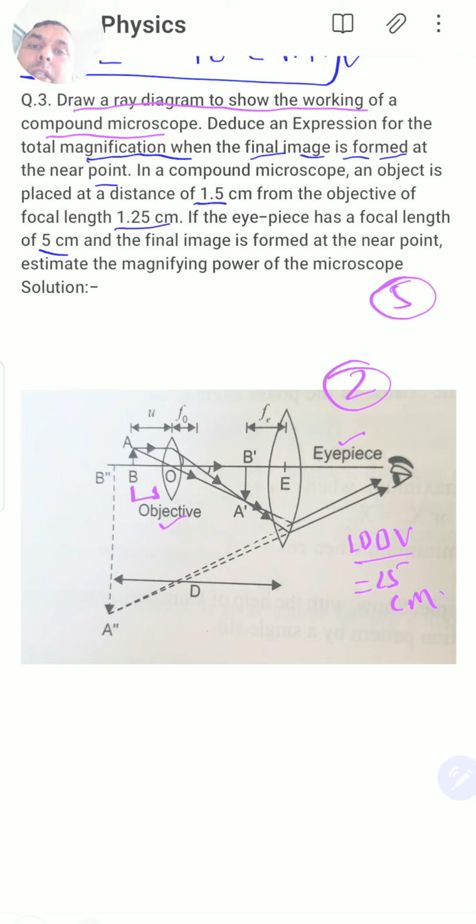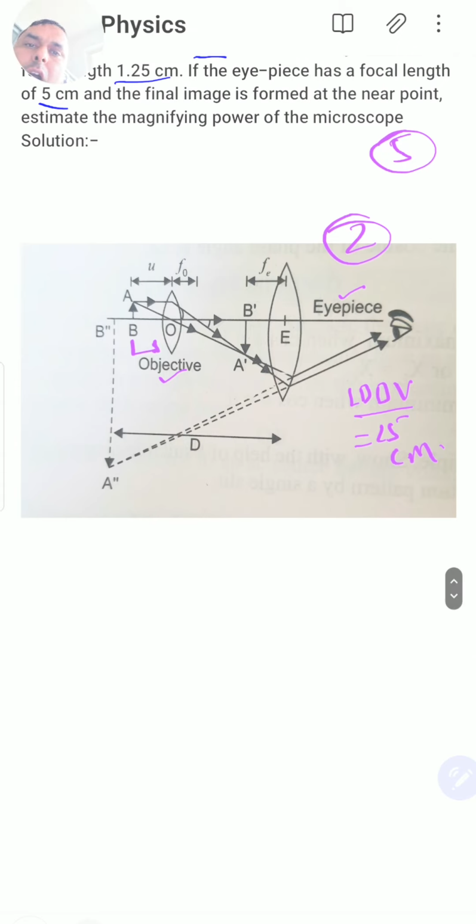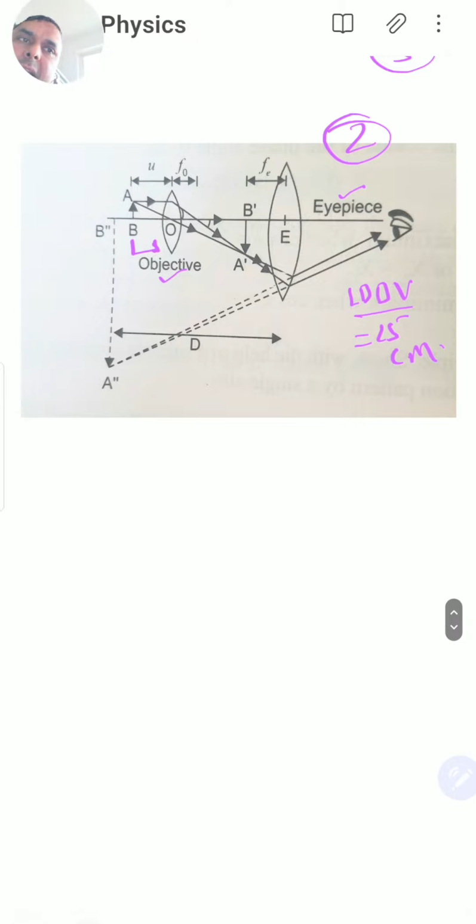Now what we have to do, the second part is saying: deduce the expression for the magnifying power, or the total magnification. We have to derive the expression for the total magnification. So how will we do that magnification?